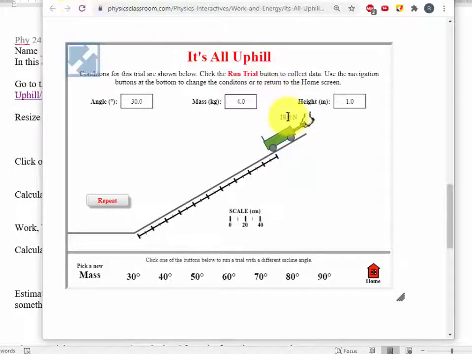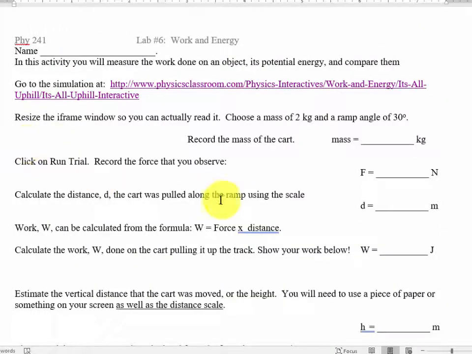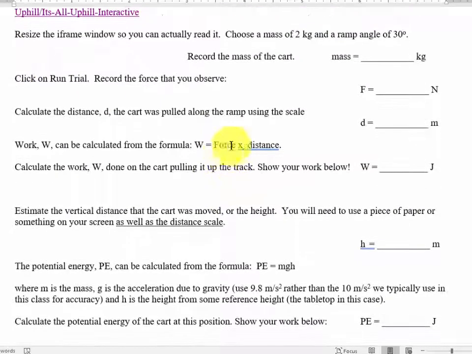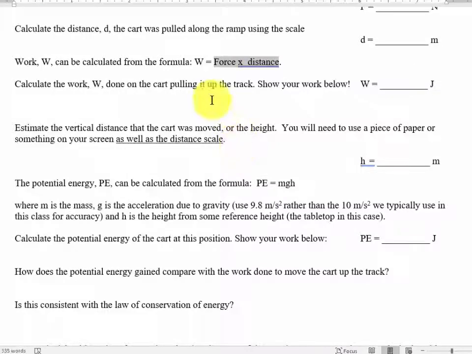So you can see the force right there, and you can use this scale right here to figure out what the distance is. Now you need to use this same exact scale to figure out how high this thing went, so use a piece of paper or something like that and just kind of figure out how much that distance ought to be, and then use the same exact scale to figure out the height that it was raised by. Pretty straightforward. Work is force multiplied by distance.